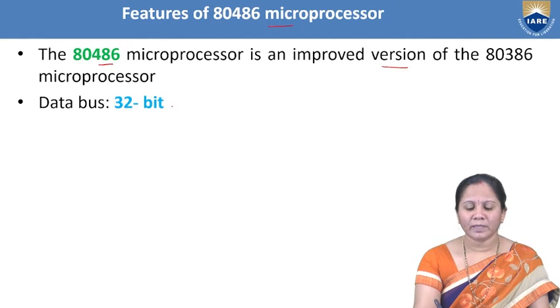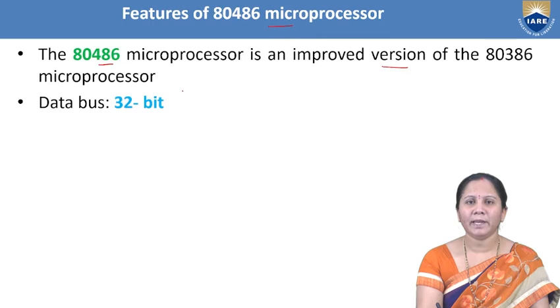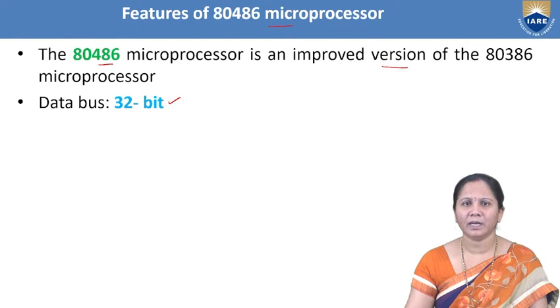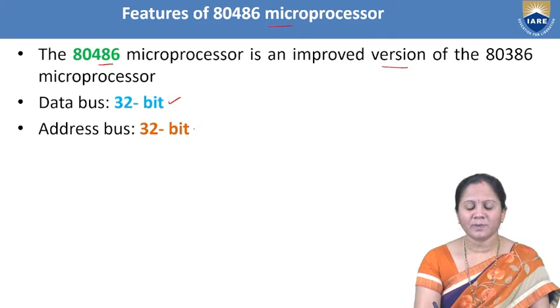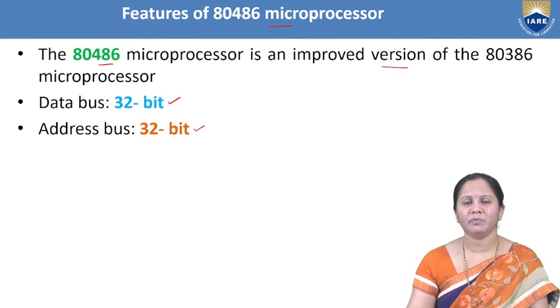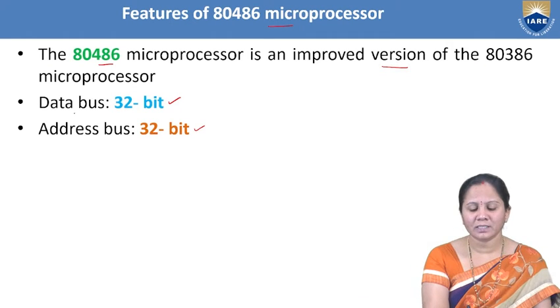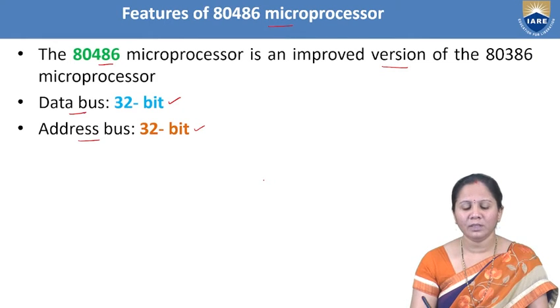The data bus size available in the 80486 microprocessor is a 32-bit data bus, so it can perform all the 32-bit arithmetic and logical operations. Next, the address bus size is 32-bit. 32 address lines will be there, from A0 to A31. And the data lines and address lines, each of 32 bits, are not multiplexed. All of them are demultiplexed.